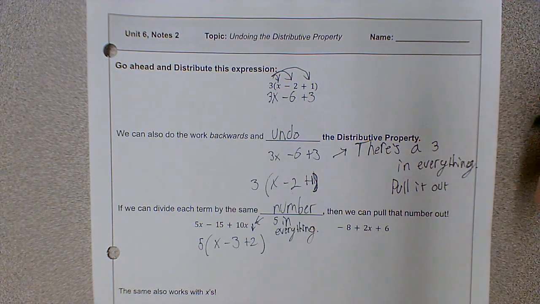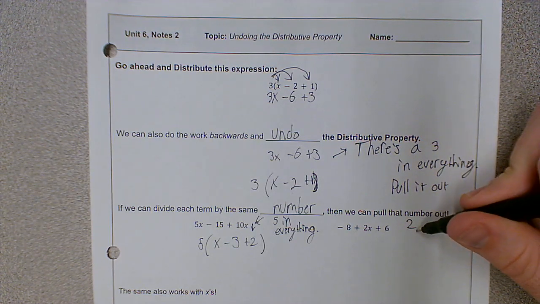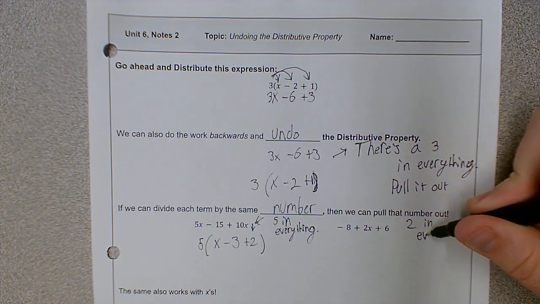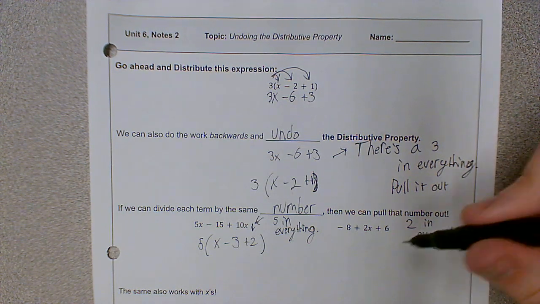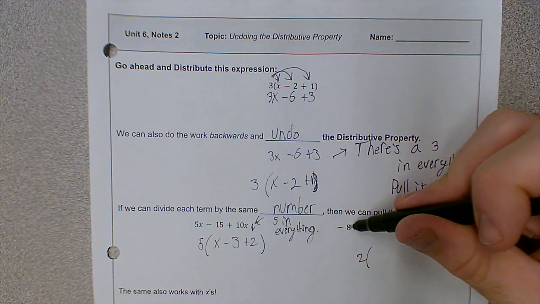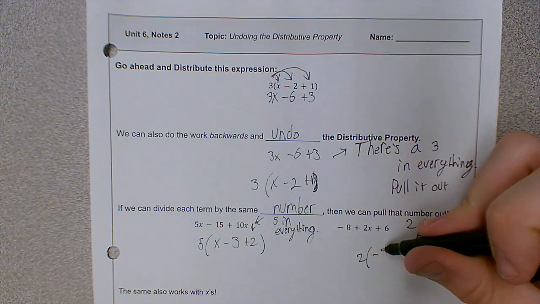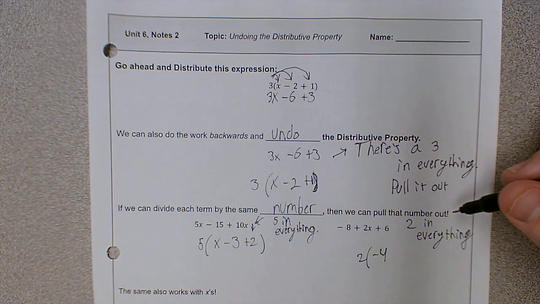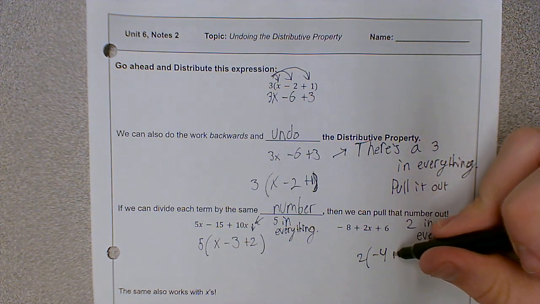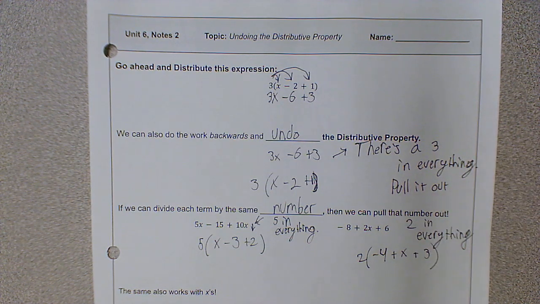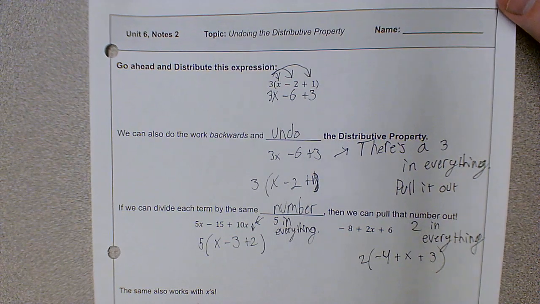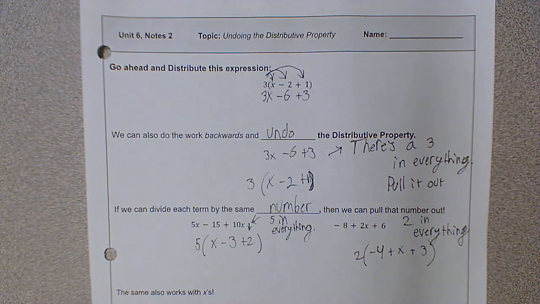Here, there's a 2 in everything. So I'm going to do the same thing again. 2 parentheses. Pull the 2 out of negative 8, I get negative 4. Pull the 2 out of 2x, I get x. Pull the 2 out of 6, I get 3. Again, we're just pulling numbers out. By this point, we've practiced doing that, so hopefully you'll be able to identify which numbers are in there.